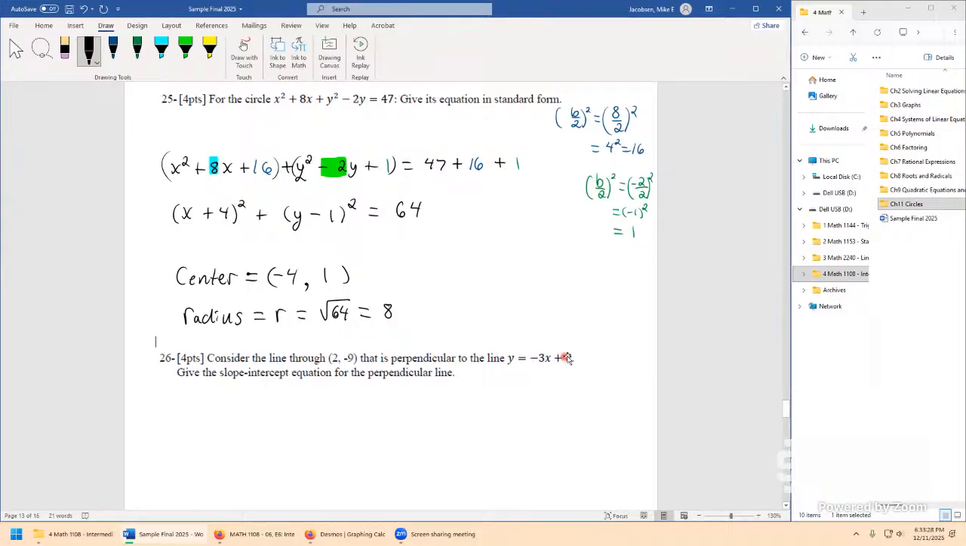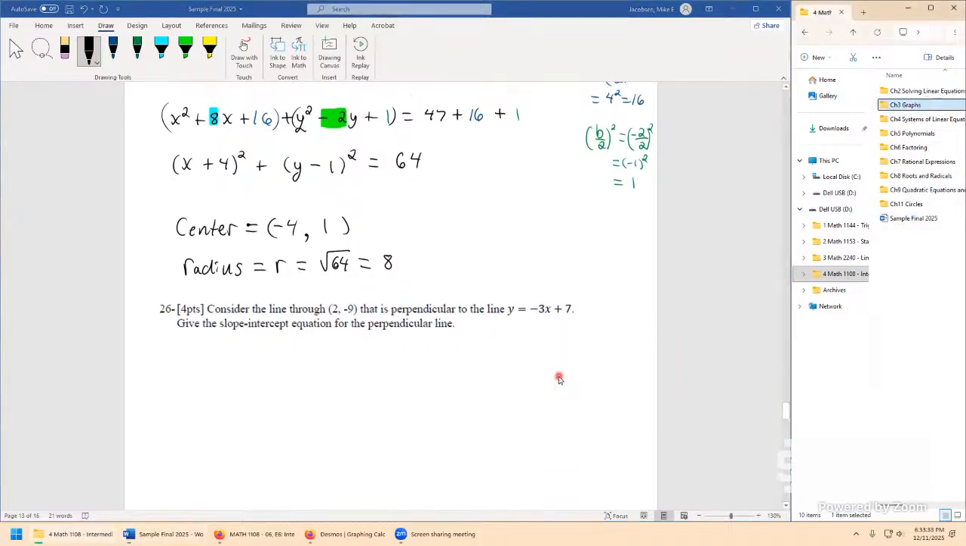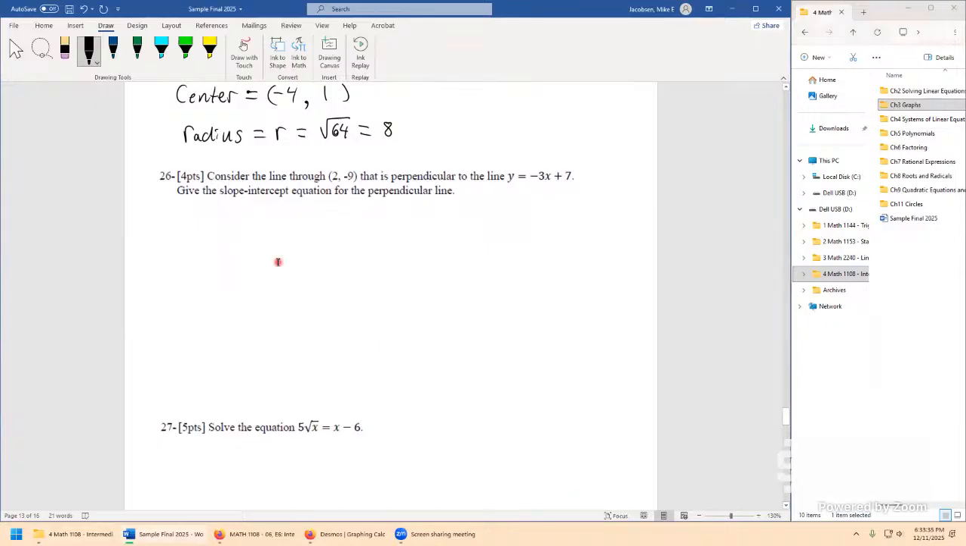Well, now it looks like we're going back to, say, chapter 3, dealing with graphs of lines, linear equations. It says to consider the line that goes to the point (2, -9). Let me copy it down here. It's to be perpendicular to a different line, y equals negative 3x plus 7.